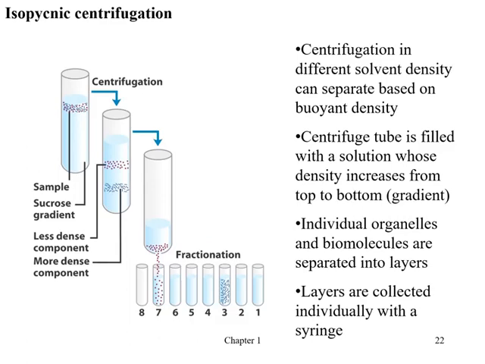Isopycnic centrifugation. In this technique, the lysate is carefully layered on top of a solute gradient. In this slide, it's a sucrose gradient. What this means is that you have a solution of high sucrose concentration at the bottom of the test tube, which is a more dense solution, and a low sucrose concentration at the top of the test tube, which is a lower dense solution. The test tube is then centrifuged at a particular speed for a particular amount of time.